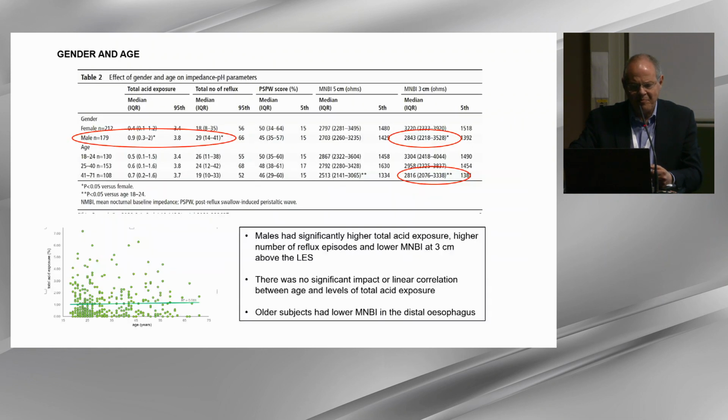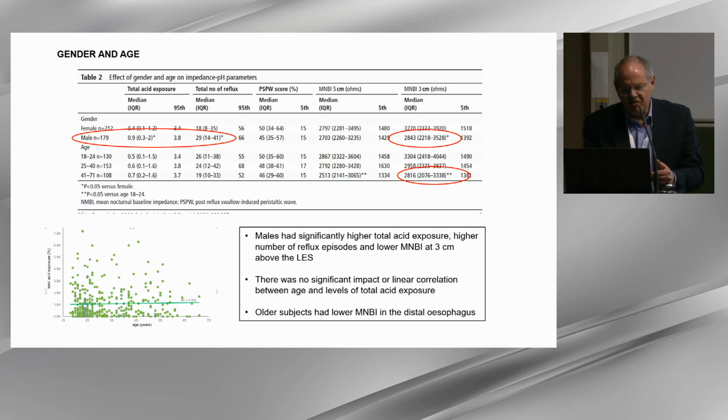Okay. The first thing we looked at was the relationship between the values and gender and age. And what we found was that males had significantly higher total acid exposure, higher number of reflux episodes, and lower MNBI at 3 centimeters above the LES. Within the normal values, the males had more.